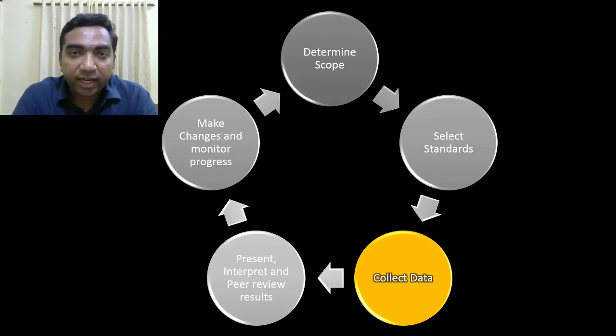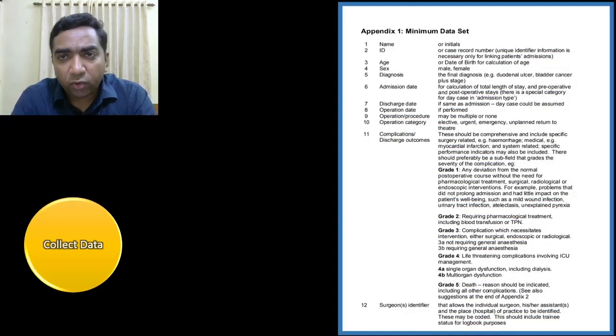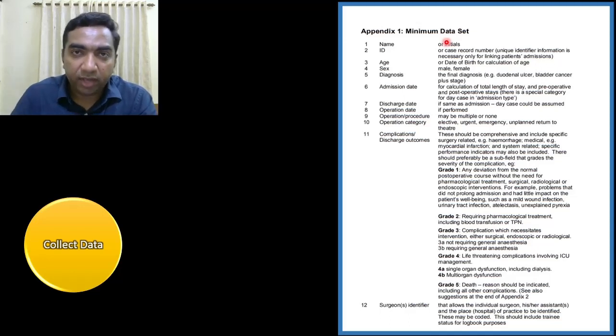So what data will be collected? To evaluate surgery, we have to have a minimum data set, which includes the name, ID, age, sex, diagnosis, admission date, discharge date, operation category, procedure, complications, discharge outcomes, and the surgeon. So all this is a minimum data set which has to be there to audit a surgery.